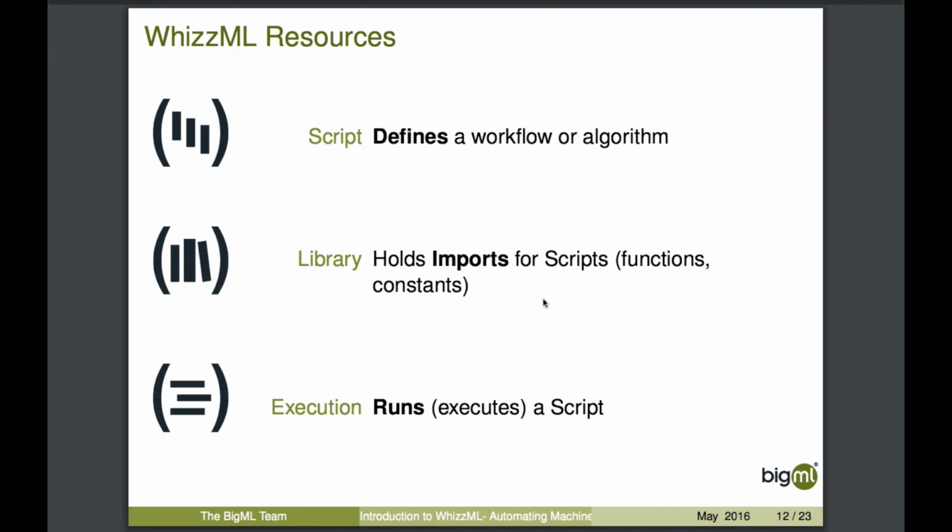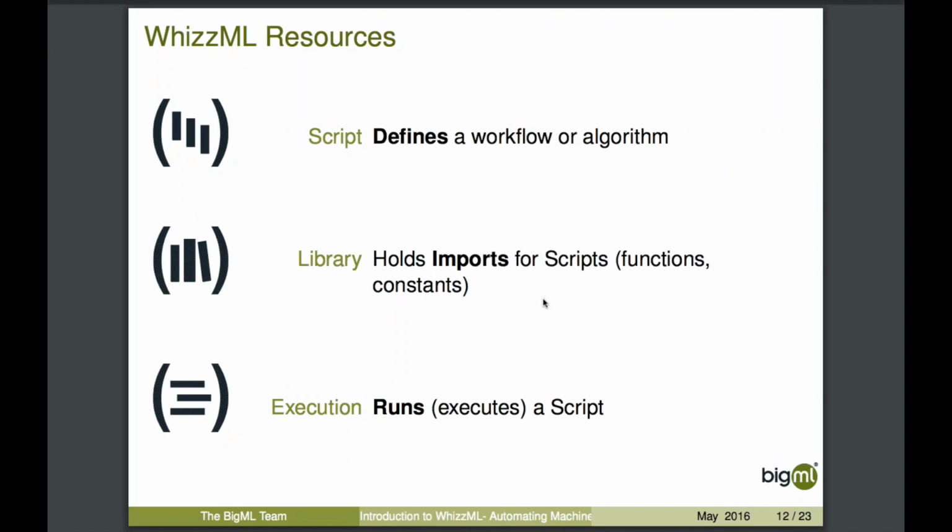We also have a resource type called a library. And if you're a programmer, you can probably guess what this is. It holds imports for scripts. So we can define functions or constants that we can then import into our script, as opposed to rewriting all the code that defines these in the workflow or algorithm. An example of a library might be dataset transformations. So a bunch of different functions that take in a dataset and output a new dataset based on some criteria we define. It could be maybe we're removing a field, or we're adding a ratio of 2 fields, or we're filtering out fields that aren't populated enough. So that's what a library is.